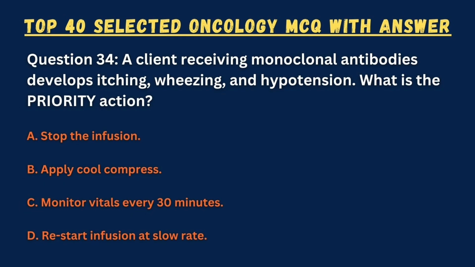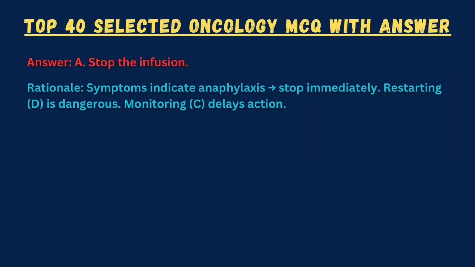Question 34. A client receiving monoclonal antibodies develops itching, wheezing, and hypotension. What is the priority action? A. Stop the infusion. B. Apply cool compress. C. Monitor vitals every 30 minutes. D. Restart infusion at slow rate. Answer: A. Stop the infusion. Rationale: symptoms indicate anaphylaxis. Stop immediately. Restarting, D, is dangerous. Monitoring, C, delays action.